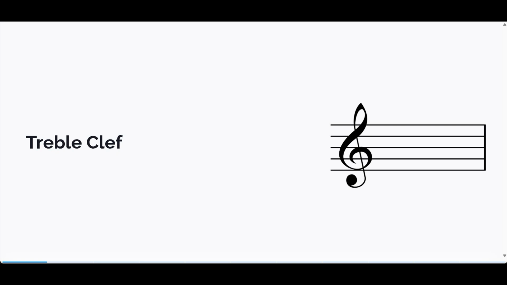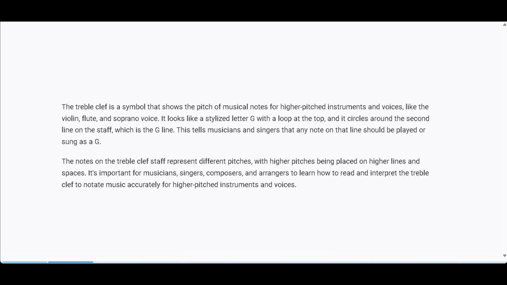So let's move on to the treble clef now. This is the treble clef, like I said before. The treble clef is the symbol that shows the pitch of musical notes for higher pitched instruments or voices, like the violin, flute, and soprano voice. It looks like a stylized G with a loop at the top, and it circles around the second line of the staff, which is the G line.